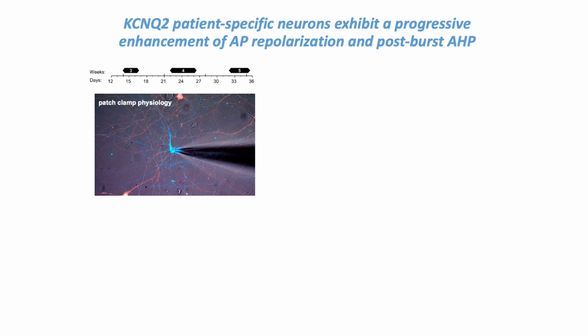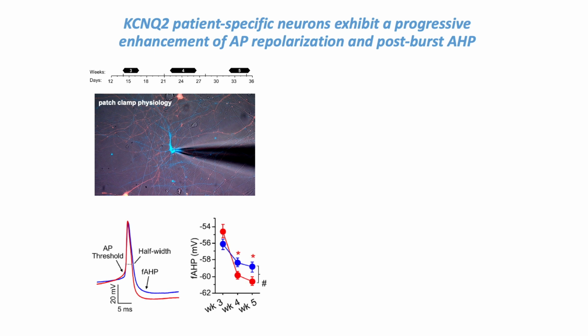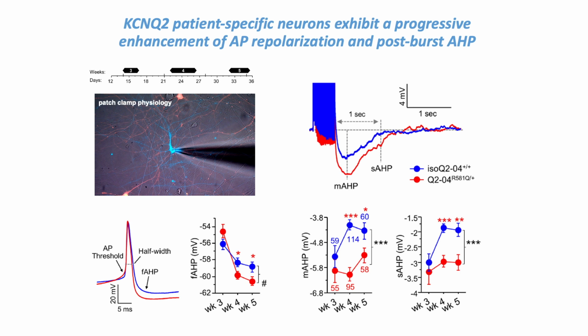To better understand what is the mechanism that drives this shift in firing behavior, we used single-cell patch clamp analysis. In fact, when we analyzed on average 50 to 60 neurons per genotype across independent differentiation cohorts, we found that the patient cells exhibited an enhancement of action potential repolarization with faster action potential half-widths and enhanced fast after-hyperpolarization potentials. Most strikingly, the post-burst AHPs were larger in patient neurons throughout the timeline of our recorded experiments.